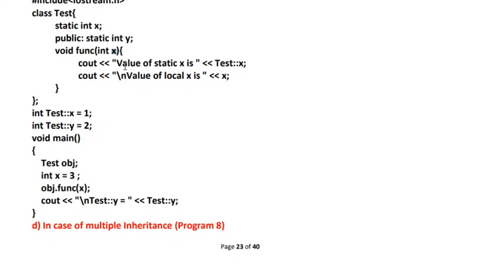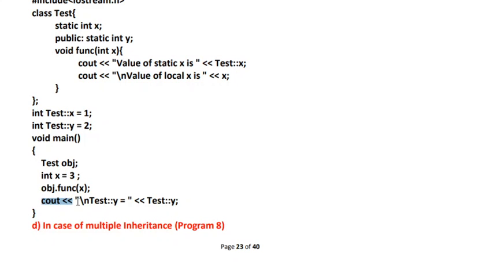Now I'm printing the value of static x, the static x that belongs to test. It has been assigned the value 1, so this particular statement will print 1. Now see the value of local x. I have passed the value 3, so this 3 will be received by this x, and this statement will print 3. So this statement will print 1 because we're printing the static variable, and this statement will print 3 because we are printing the local variable.